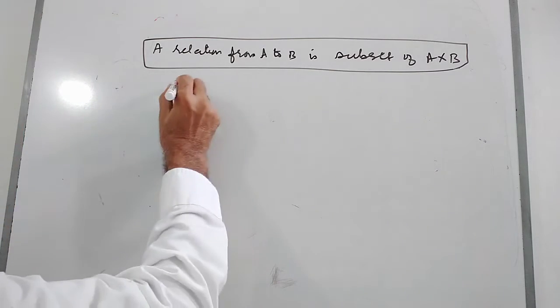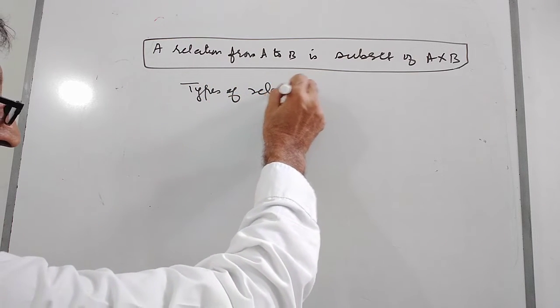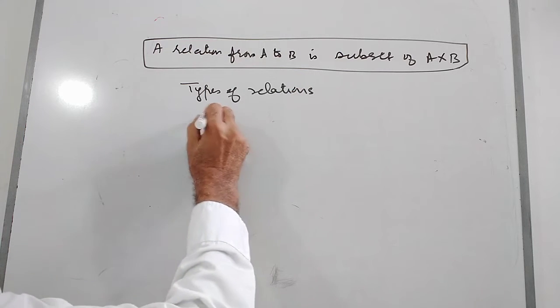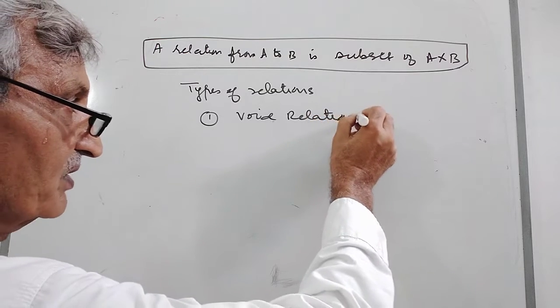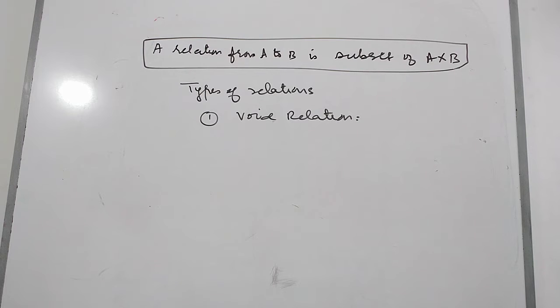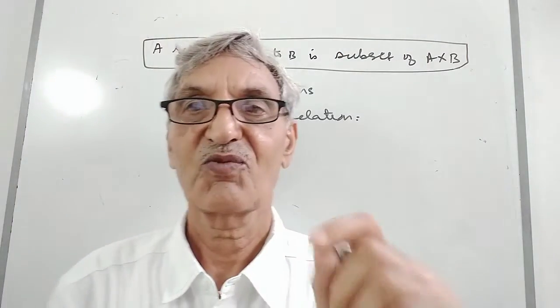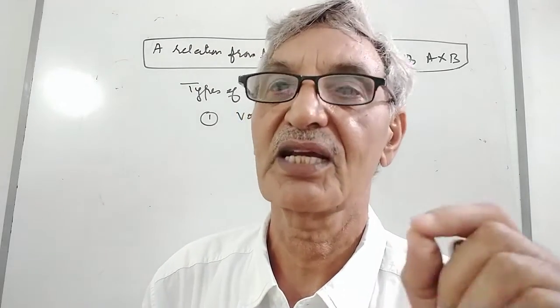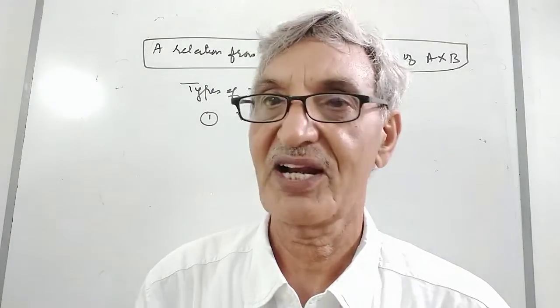Types of relations. Number 1 is the void relation. Void relation means there is no relationship, it is empty. Set A is there, and the null set is a relation on it, called a void or empty relation, where no element is available in the relation. There is no x related to y.